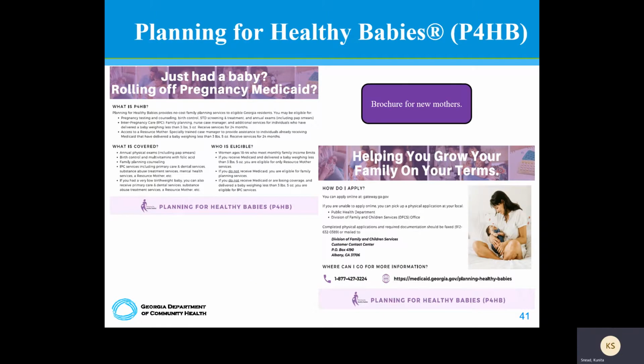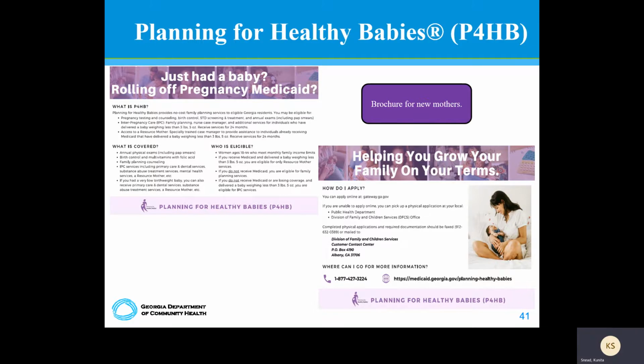Okay, the next information you should be providing your applicant is Planning for Healthy Babies information. There are two types of brochures: one for people that have had babies, new mothers, and one just for young women. It tells them a little bit about what Planning for Healthy Babies is. Like I said, it's a waiver that helps people plan out their families. It's certain services that they receive for this particular program. It tells you what is covered, what they can possibly get.